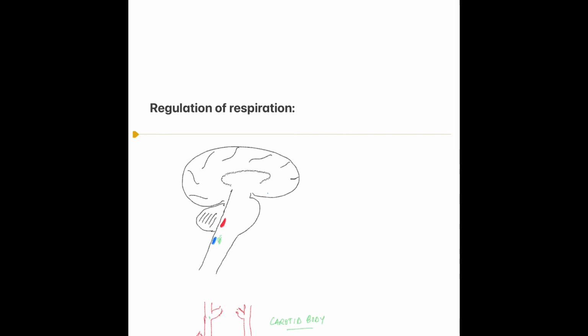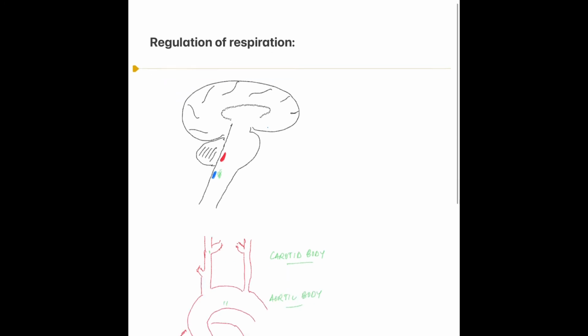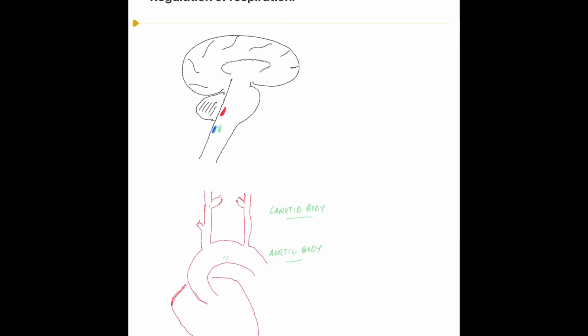Regulation of respiration. Our respiratory rhythm changes with the needs of the body. If a person is sitting and then he gets up and starts running, then when he is running, his breathing changes accordingly. It becomes faster and deeper. As per the requirements of the body, respiratory rhythm changes, and this is controlled by the central nervous system.